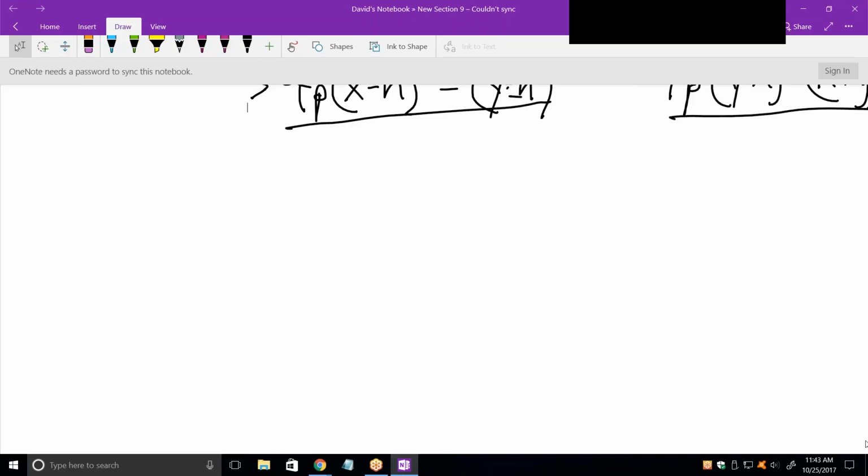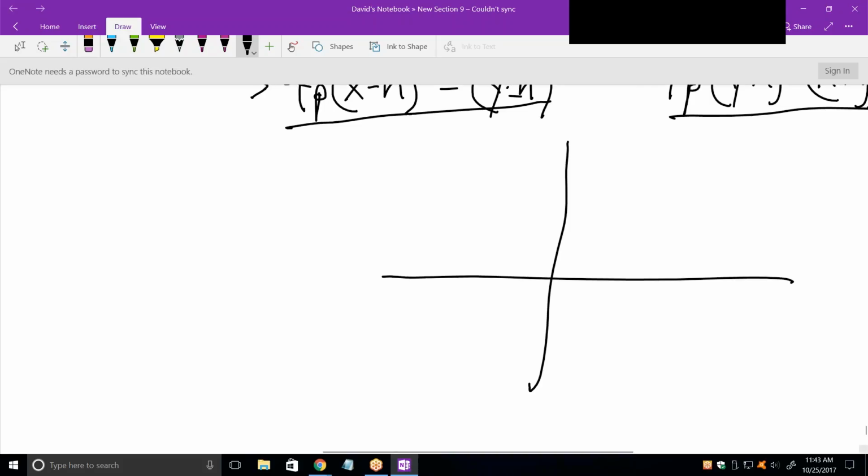I have another one of these that involve, oh, we're not done yet. Hold on. Our original was y equals 1/2 x squared plus 4x minus 10, right?